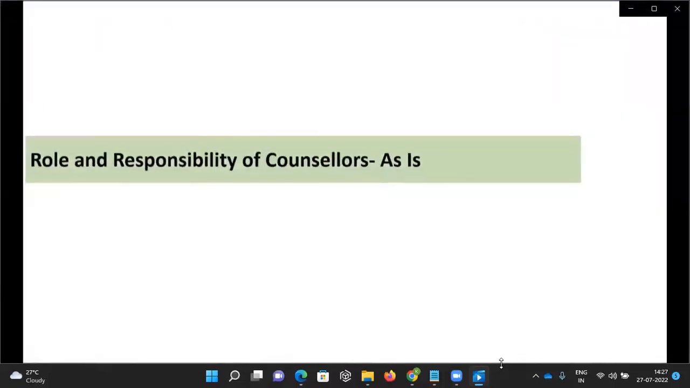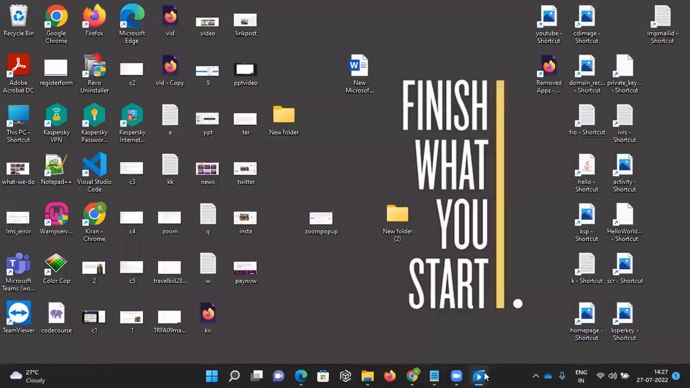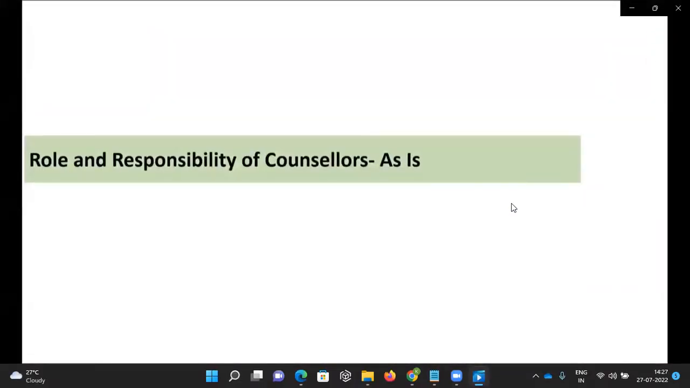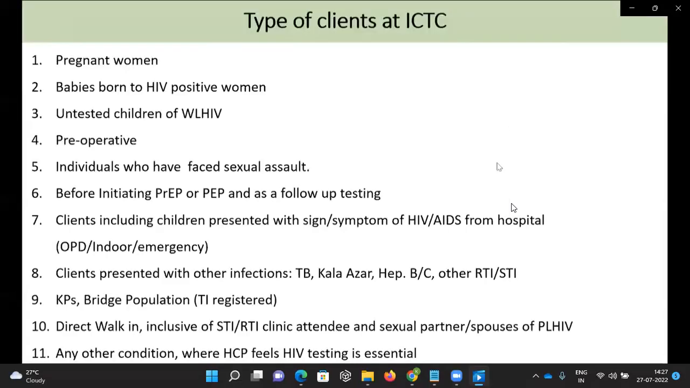So basically, if you look at the current roles and responsibility of counselors, I go back to the guideline which were released in December 2016. Many of the things are mentioned there, and all the counselors have been following it in spirit. So if you look at the type of clients at the ICTC, I'm sure this is something which every one of you would be aware about, and the counselors relate to this particular chart wherein there are different types of clients which are mentioned in the guideline, and these are the priority population for us as such.